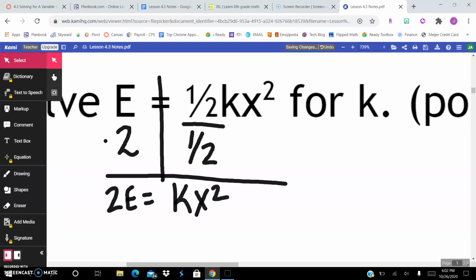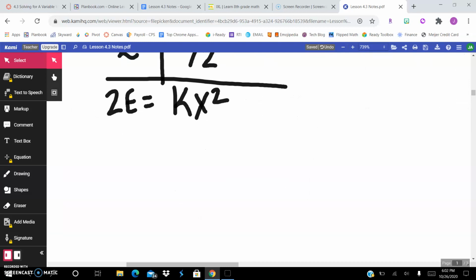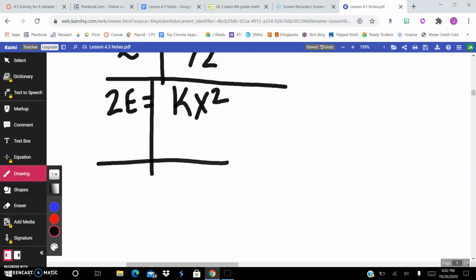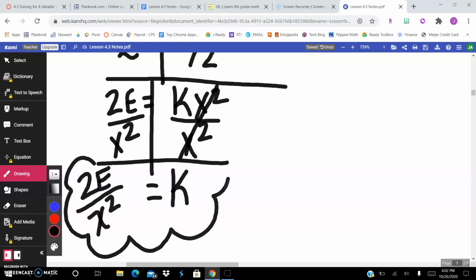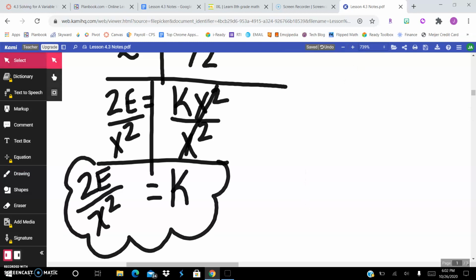And then we have to get rid of that X squared. So it's being multiplied by K right now. So we are going to divide by X squared to get rid of it. So they would cancel out here. We would have K equals, and then we just leave this 2 times E divided by X squared. And that is our final answer.